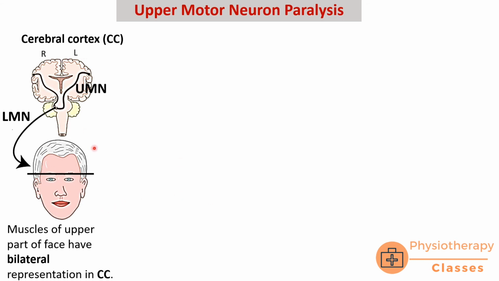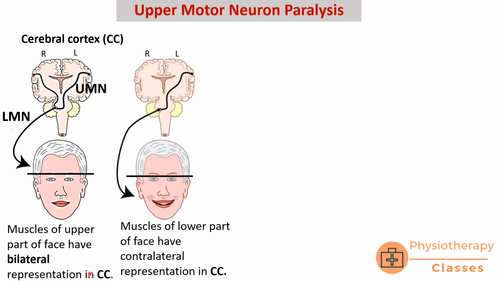So here also the muscles present in the upper part of the face normally would be controlled by the contralateral side. If this is the right side, then they should be controlled by the left side. But here what is different is they are also controlled by the same side of the cerebral cortex. So let us see what about the lower half of the face. The muscles which are present in the lower part of the face are controlled only by the contralateral cerebral cortex. So this difference one has to know.